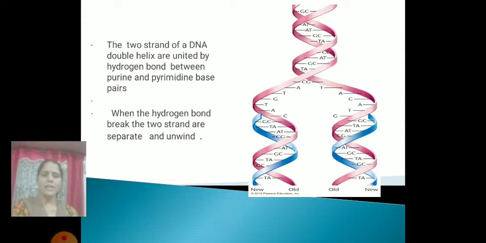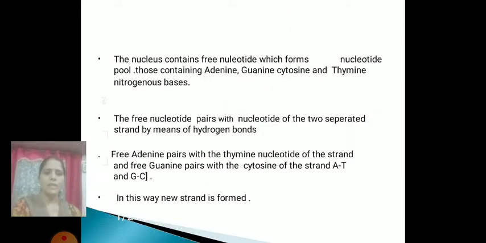The two strands of the DNA double helix are united by hydrogen bonds between purine and pyrimidine base pairs. When the hydrogen bonds break down, the two strands are separated during the process of replication. When the two strands are separate, the nucleotides are free.